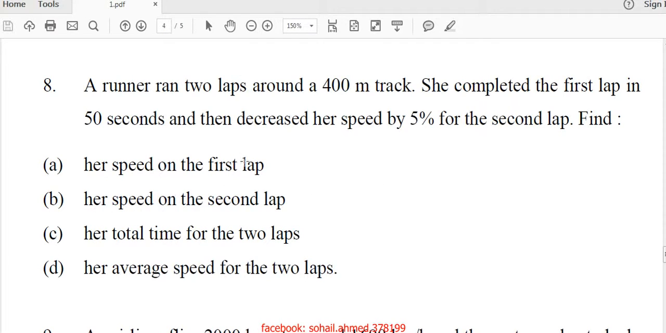In part B, her speed on the second lap. Actually, in second lap, she decreased her speed by 5%. This 5% means 5% of the first speed. Okay, 5% less. Initial speed, if 100 meter per second, in second lap its speed will be 95 meter per second, like this. So we have to find that speed.